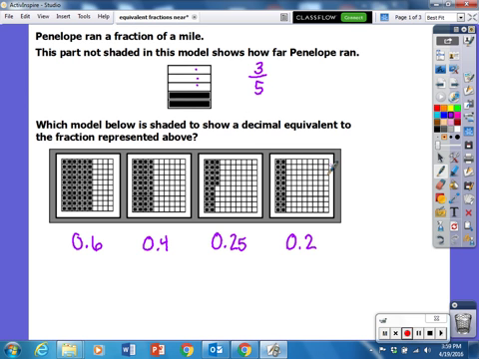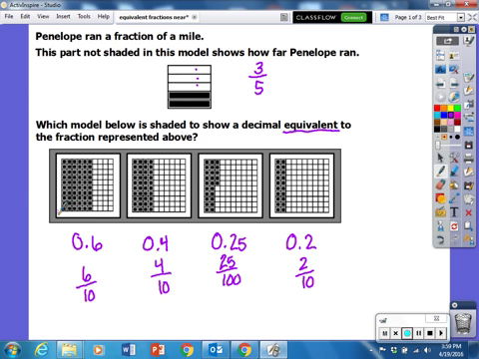Now we've been working on how to relate decimals to fractions. So we can remember our base 10 equivalencies, or we could also remember our decimal equivalencies, but if neither of those two strategies are working for you, convert all your decimals to fractions. So this would be 6/10. This would be 4/10. This is 25/100. And this is 2/10.